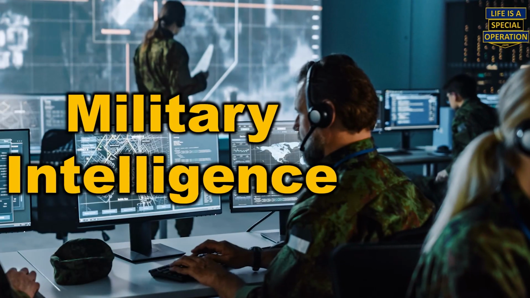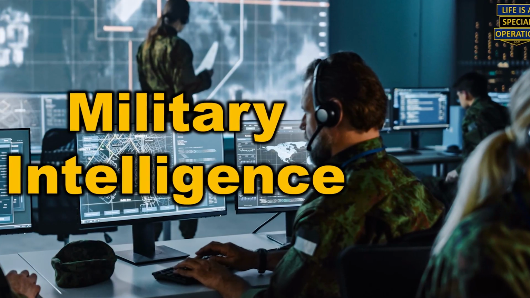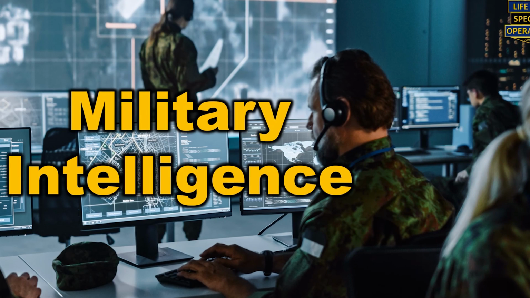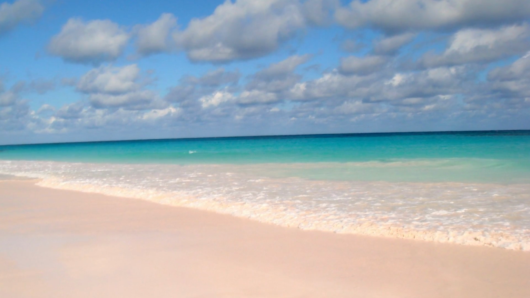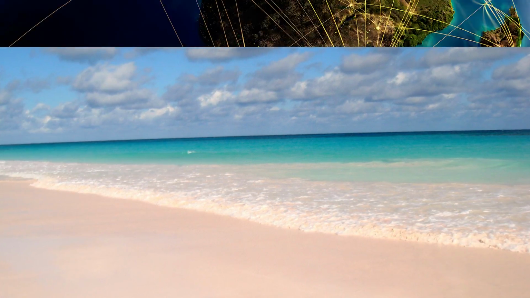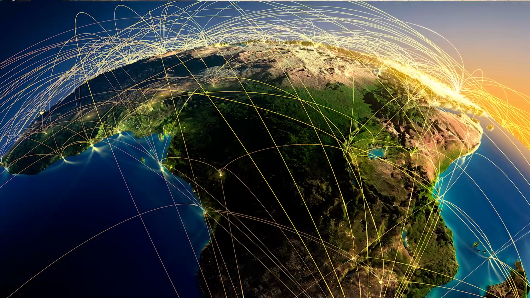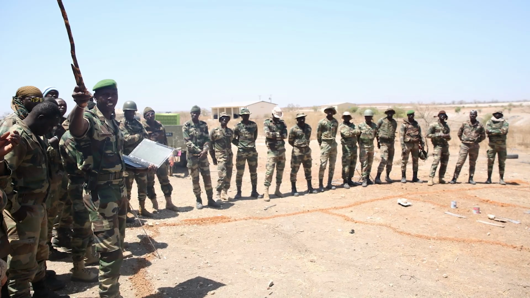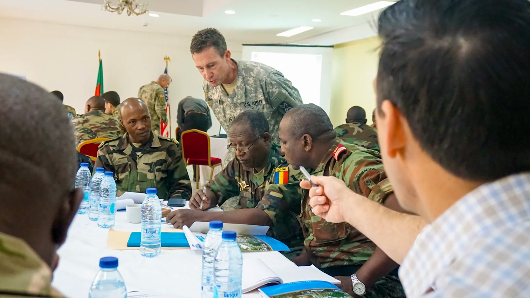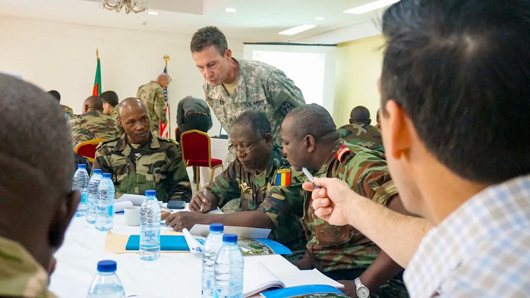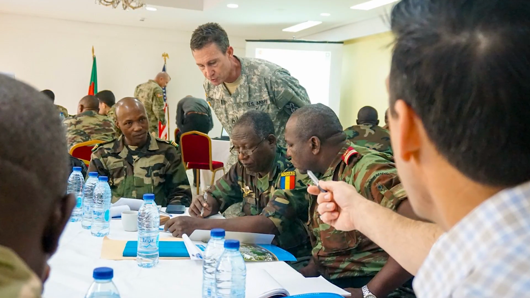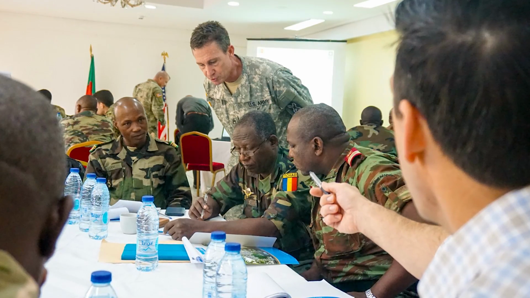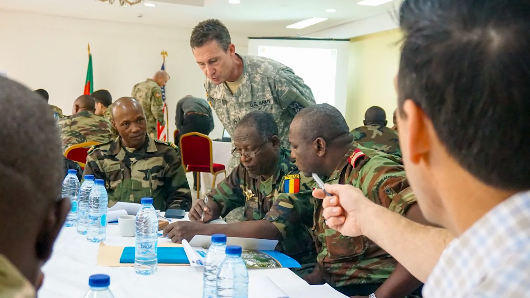Intel drives ops. What this means is that intelligence, or intel, is the driving force for operations. For example, I want to work in the Bahamas on the beach, but Boko Haram is in Africa. So we have to go to Africa to fight those terrorists. It isn't about what you want, it's about the bad guys, the terrorists, where they are, what they do, and how they operate. So let's see how the US military systematically studies the enemy.